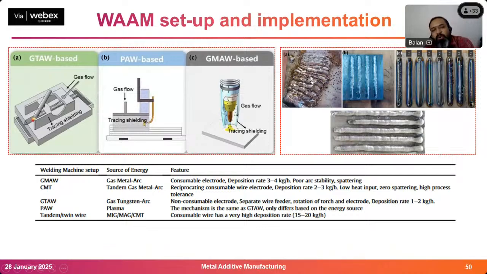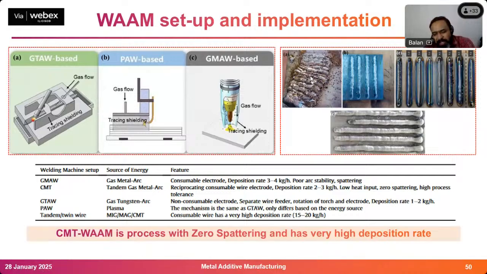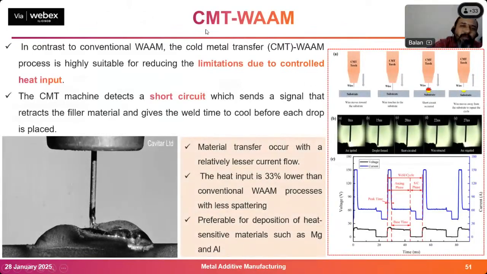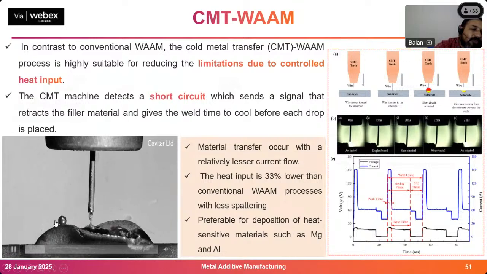So there is a technique called CMT WAAM. What is CMT WAAM? It is called cold metal transfer WAAM. So what cold metal transfer is, you can see in the video here. Here you can oscillate your electrode. If you start oscillating your electrode, I can control my droplet. So if my droplet breaks, it can be controlled. Once it is controlled, what will happen? The spattering can be reduced.